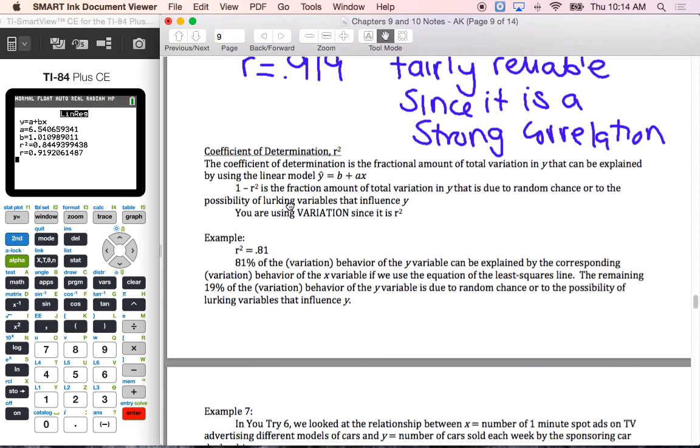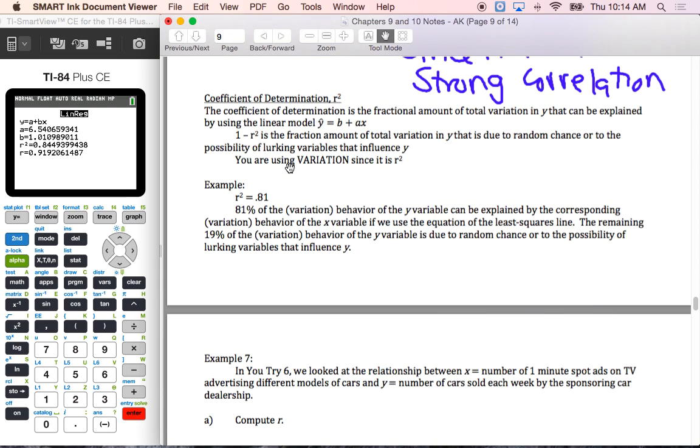The last thing we're going to look at is the coefficient of determination, or your R squared. So with your R squared, it is using the variation between your value and the values from your line. So the coefficient of determination is the fractional amount of total variation in y that can be explained by using your linear model. So for example, if R squared is 0.81, we're saying 81% of the variation behavior of the y variable can be explained by the corresponding variation behavior of the x value if we use the equation.